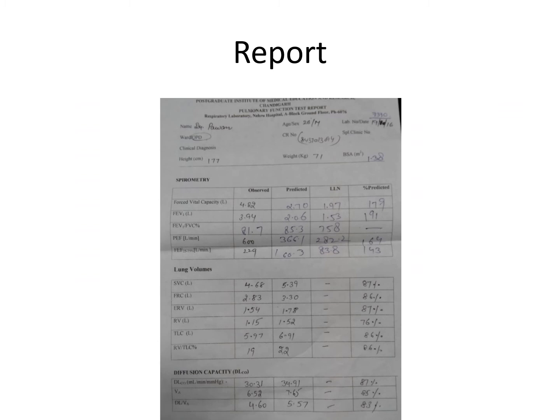The report will include the observed values, predicted values, and percentage of predicted, as you can see at the bottom, of the DLCO, which is expressed in milliliter per minute per millimeter of mercury, and VA, the alveolar volume, and the ratio of these. Giving all these values is desirable.